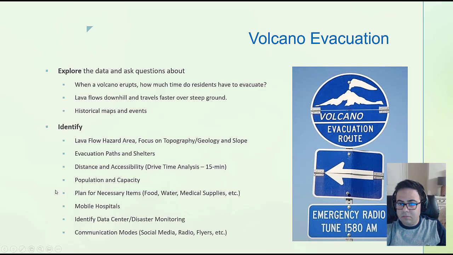Then looking at the population capacity, population, of course, is easy to take into consideration for different areas, but then we also need to consider the capacity of the road network, and the capacity of the teams that are going to be providing the response. Are they able to help? Are they able to notify the residents right on time? And then there could be a plan for necessary items. This is a possible item for preparedness, not really for the response.